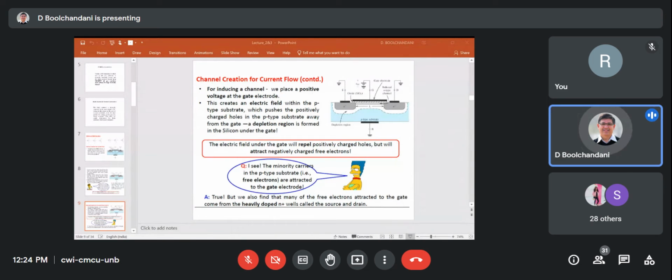The electric field under the gate will repel positively charged holes, right? But will attract negatively charged free electrons. The minority carriers in the P-type substrate, that is, the free electrons, are attracted towards the gate electrode because of the positive potential. And we'll see that many of the electrons that are attracted also come from the heavily doped source region and heavily doped drain region.